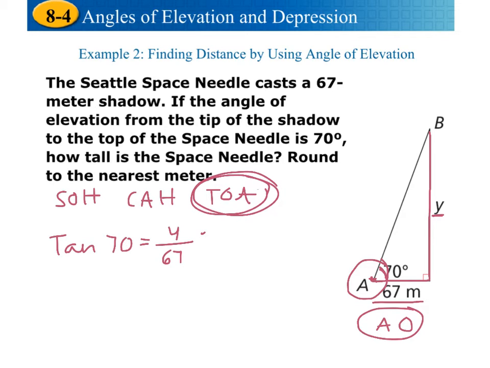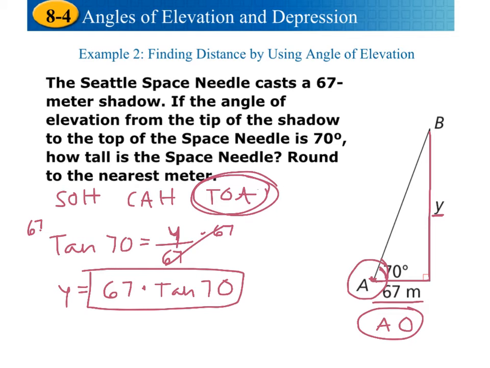So we can multiply both sides by 67. So we get y is equal to 67 times tan of 70. So in your calculator, you're going to put tan of 70 times 67. I got 183.584, which rounds to 184. Perfect. So this is our final answer, 184 meters.